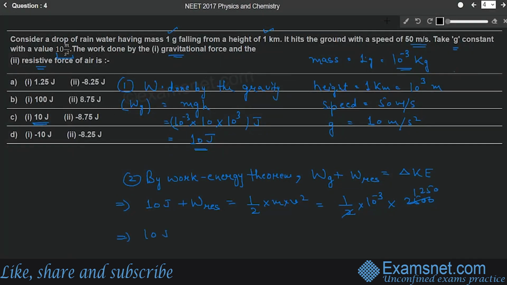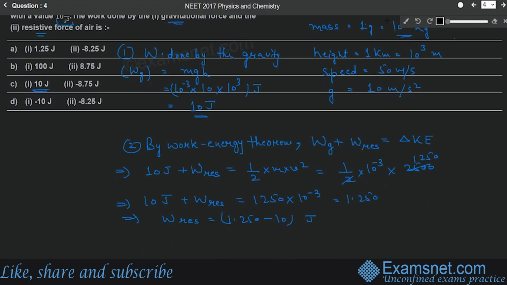So 10 joule plus the work done due to resistive force will be equal to 1250 into 10 to the power minus 3. So that will be equal to 1.250, right? So work done due to resistive force will be equal to 1.250 minus 10 joule. So now we are subtracting a higher value from a lower value. So we'll get minus 8.75 joule. Okay. So this is a negative work, minus 8.75 joule. And here we can confirm that option C is the correct answer. Okay.